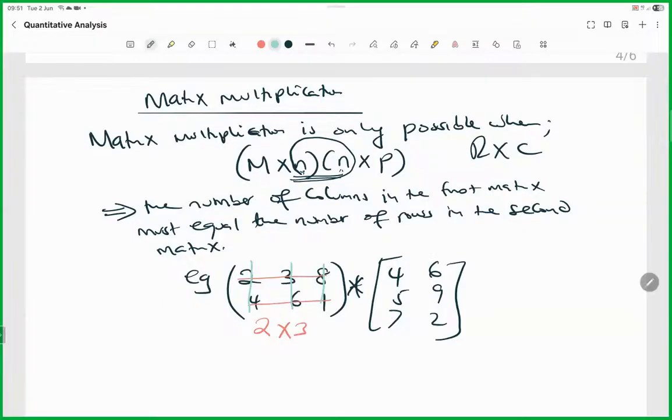How about the order of the second matrix? Joyce, I'm waiting for your answer. This one has 1, 2, 3. It has 3 rows by how many columns? 2 columns. So are the 2 matrices compatible for purposes of multiplication? What makes you think they are compatible?